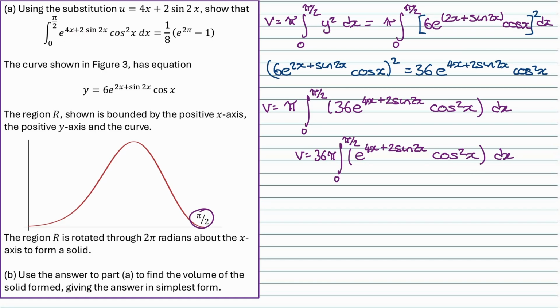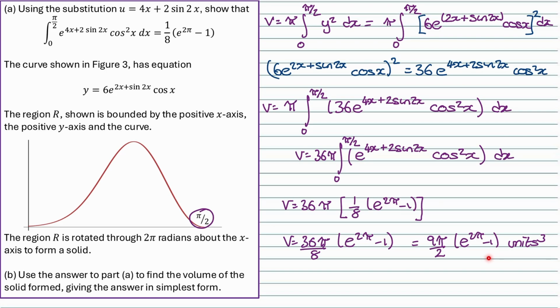So we know that when we integrate this between 0 and pi over 2, we get 1/8 of e to the 2 pi minus 1. So I can write this as 36 pi multiplied by what we just worked out. And what we need to do is expand out this bracket, and then we can simplify this fraction so we get our simplified volume here.